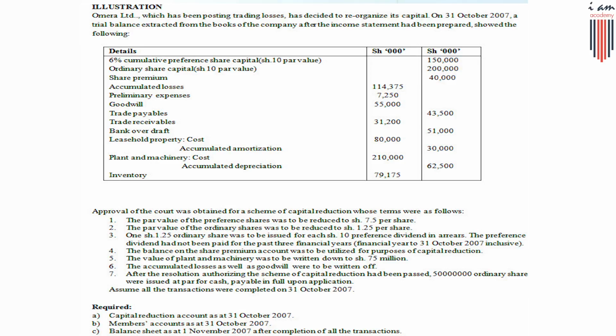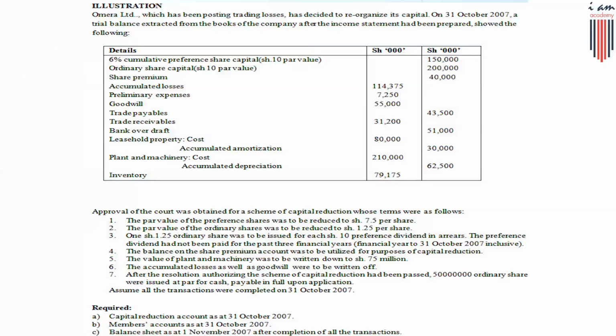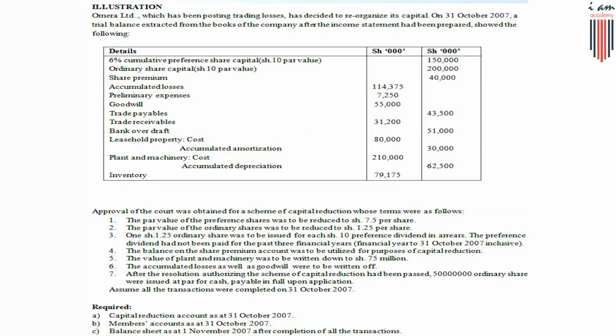Then we have trade payables. If trade payables are reduced, we'll debit our trade payables account, we credit our capital reduction account with the amount of trade payables written off. We also have the trade receivables, friends, which is coming to a total of 31,200. If the trade receivables are going to reduce for any reason, we are going to debit the capital reduction, we credit our trade receivables. We have a bank overdraft. Bank overdraft will be adjusted if there is any cash we have received, maybe by issue of shares or something of that nature, then we are going to adjust the bank overdraft accordingly.